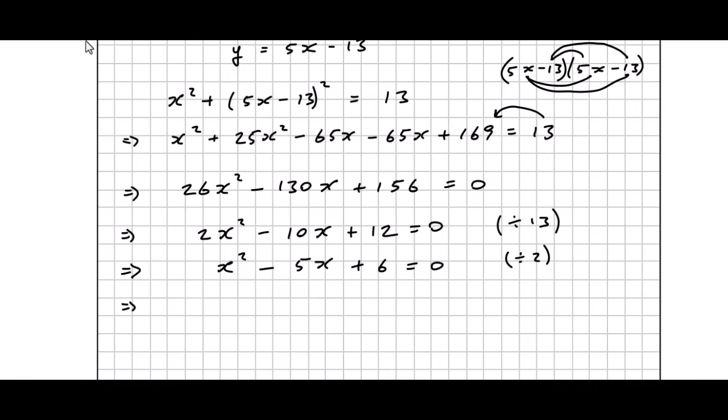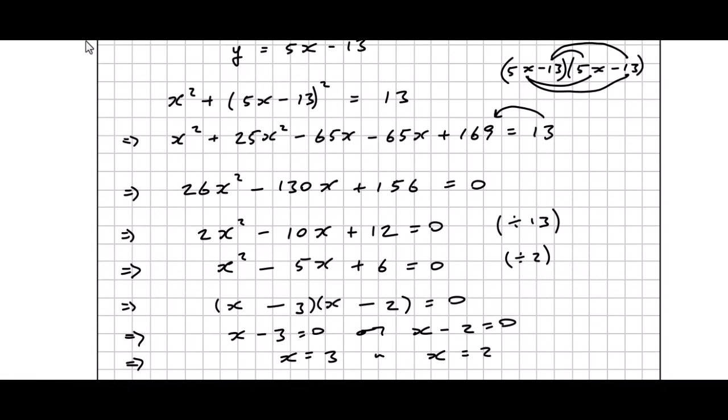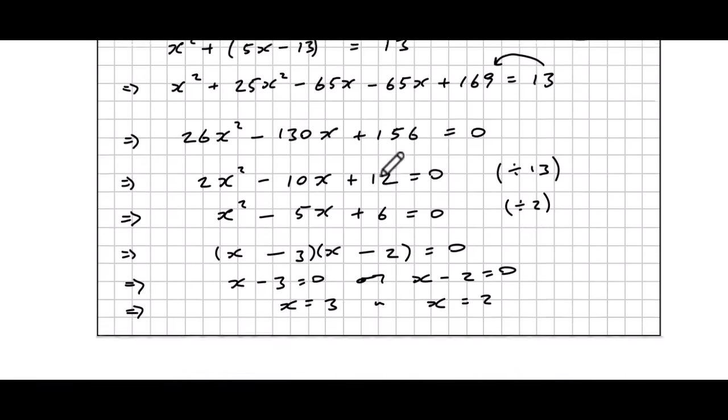So let's see, we can factorize this anyway. So that's x times x. 6 can be 3 times 2. We need a plus 6, so it has to be minus minus or plus plus. Because we have a minus 5, it's going to be minus times minus. So that gives x minus 3 equal to 0, or x minus 2 equal to 0. And if you do that, you get x is equal to 3, or x is equal to 2, if you bring the 3 and the 2 over to the other side. So we found our two x values.